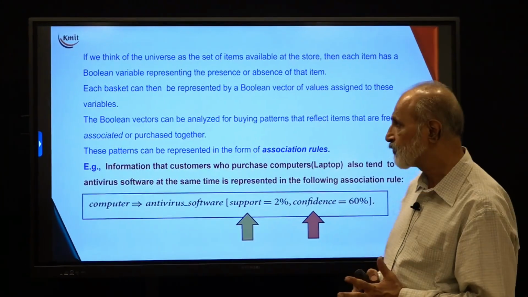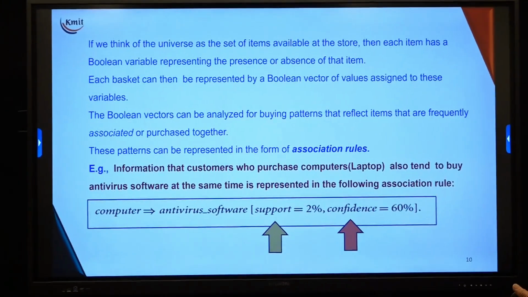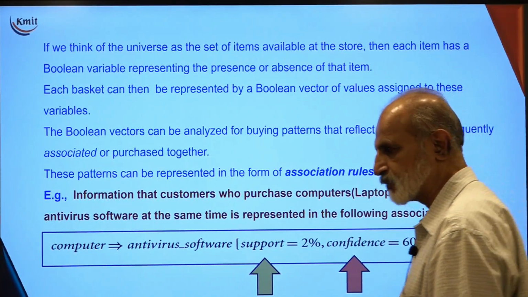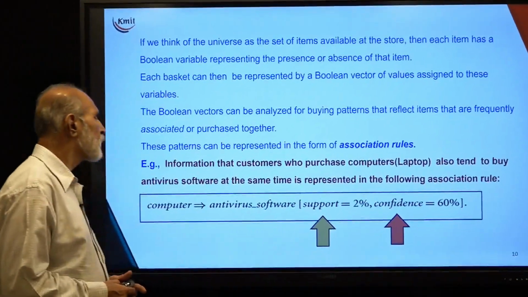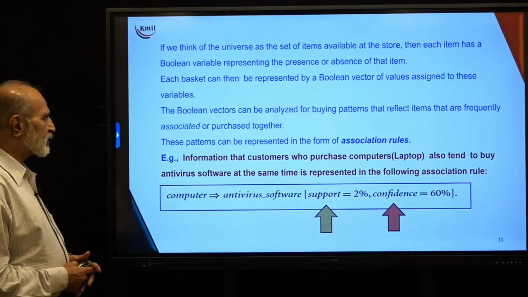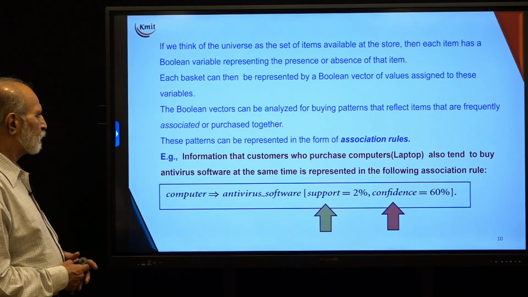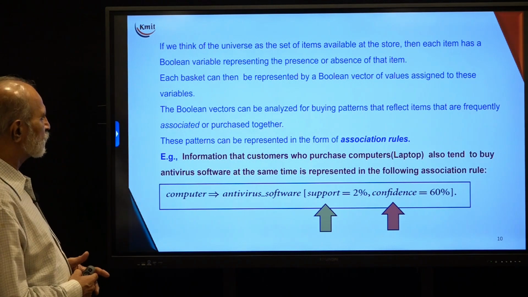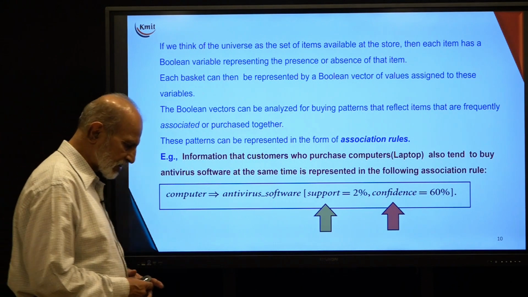If we think about the universe as the set of all the items available in the store, then each item has a boolean variable. That is, the item will be bought or not bought. Each basket can then be represented by a boolean vector that can be assigned to these variables, and this can be analyzed to find out the buying patterns that reflect the items that are frequently associated with each other.